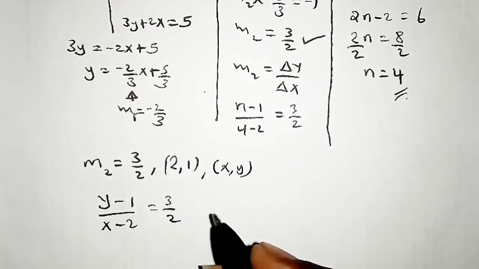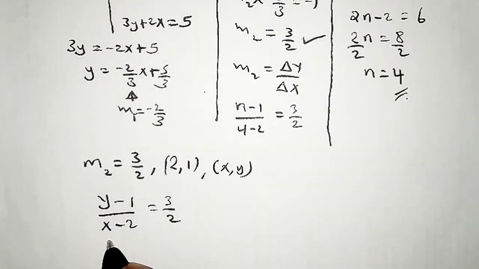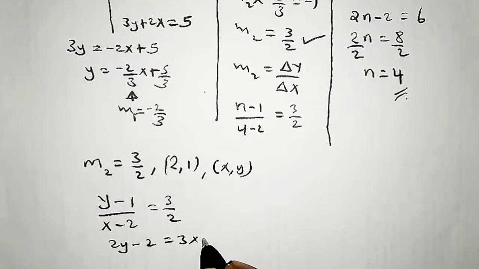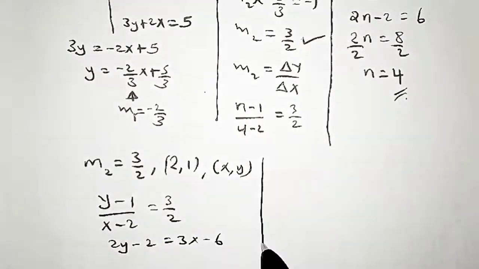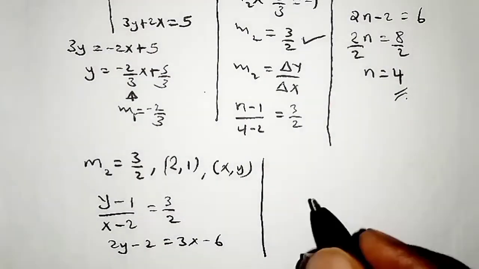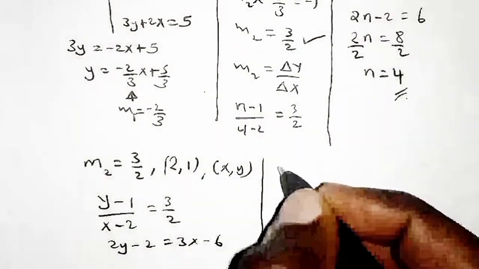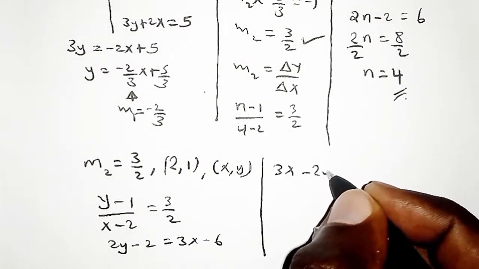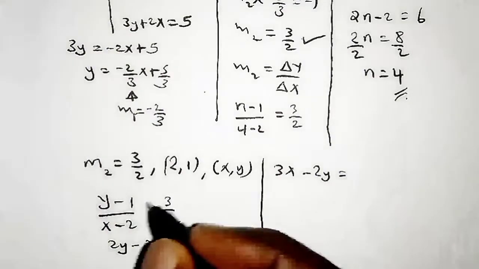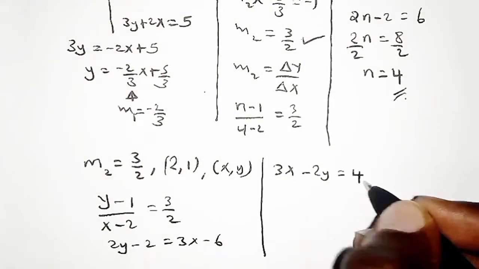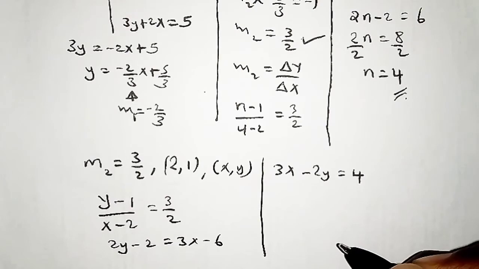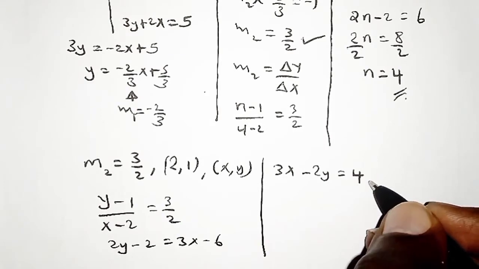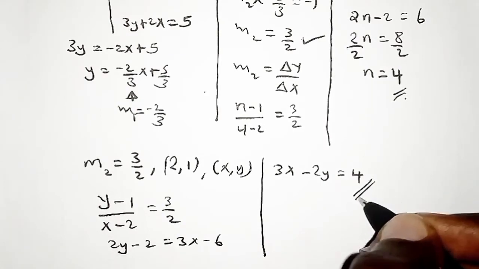So here we cross multiply, and when we cross multiply, we are going to have 2y - 2 = 3x - 6. So at that particular point, we can simplify it further so that we have 3x - 2y = 6 - 2, that is 4. So the question was not particular, so we can leave our answer in any form, so that is just okay.